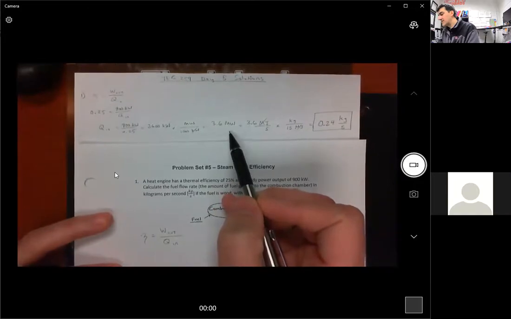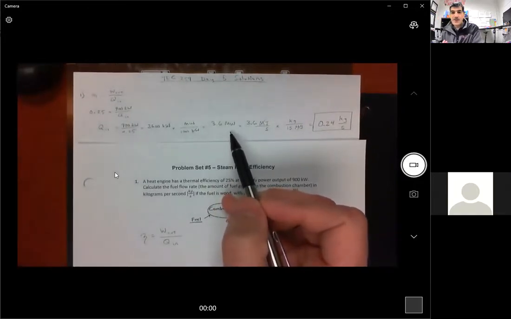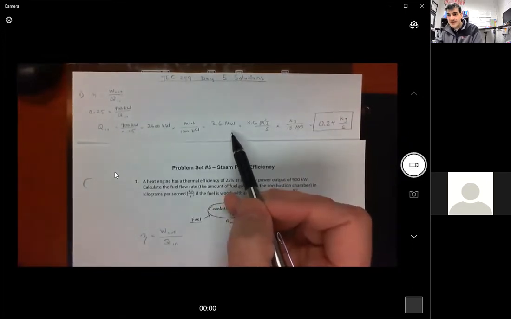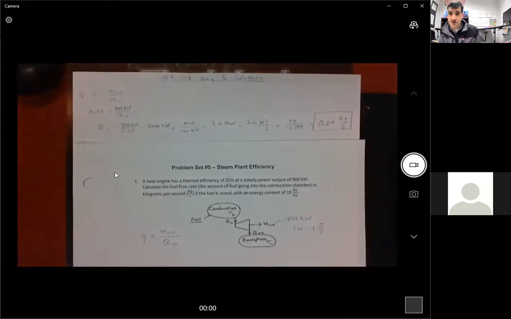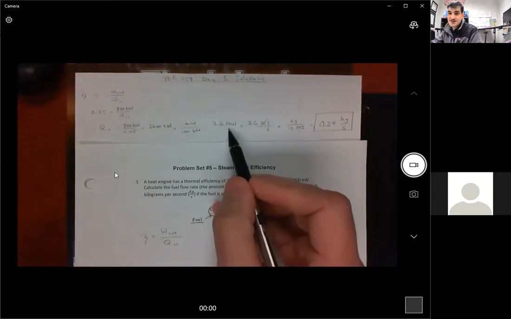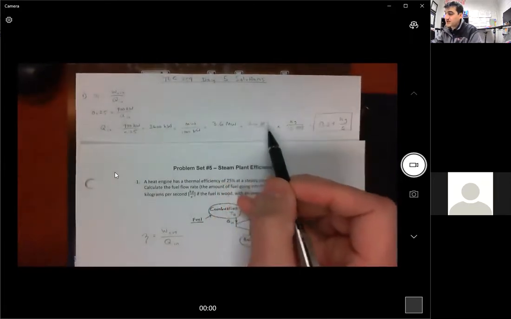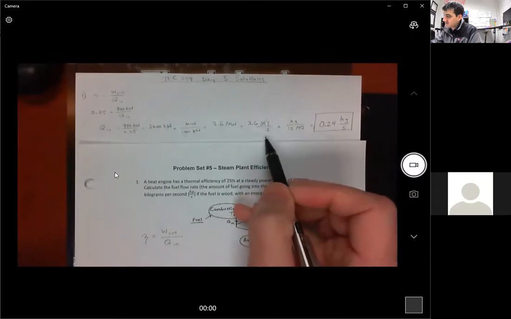And now you have to maybe stare at this for a minute and you have to recognize that a megawatt is just a megajoule per second. And we've talked about that before. You know that a joule per second is a watt. So it's not too much of a stretch to say that a megajoule per second is equal to a megawatt. So 3.6 megawatts is just 3.6 megajoules per second.